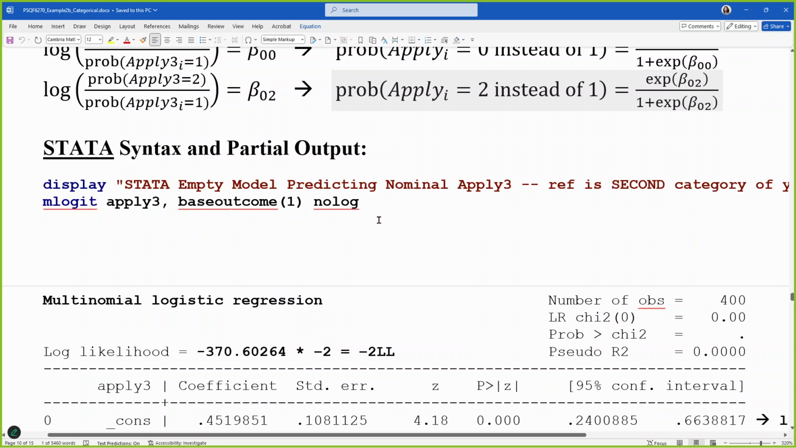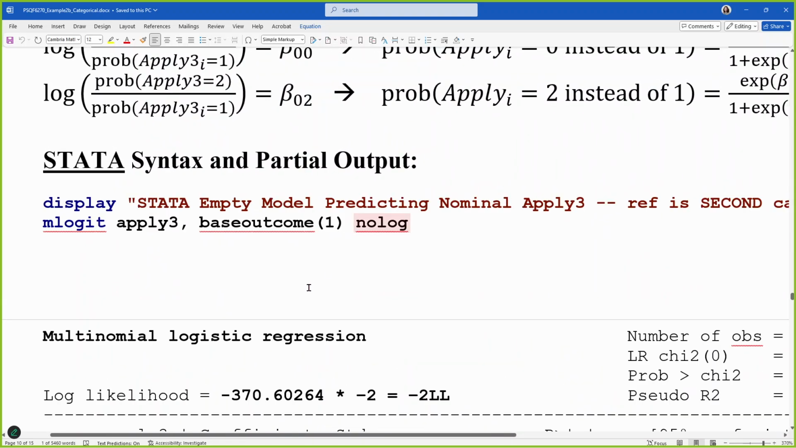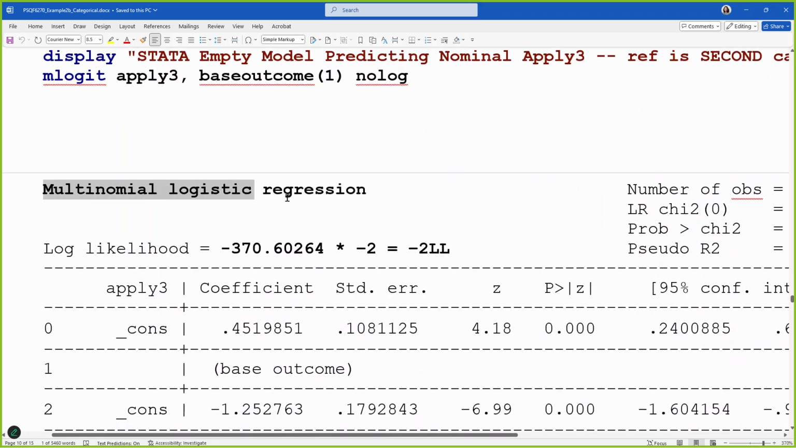So first off, we are going to predict apply 3 using the middle category as the reference. This is mlogit in Stata. M stands for multinomial. In fact, that's what it's calling this, a multinomial logistic regression. I don't like that terminology. Do you know why I don't like it? Anyone care?